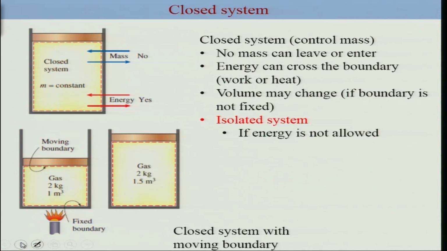Now a system is defined in various different forms. You can have a closed system, an open system, or an isolated system. So let us go step by step. This is an example of a closed system. In a closed system, we do not allow any mass to leave or enter. However, energy can cross the boundary in the form of work or heat, and we are going to talk about work and heat later on in this course.